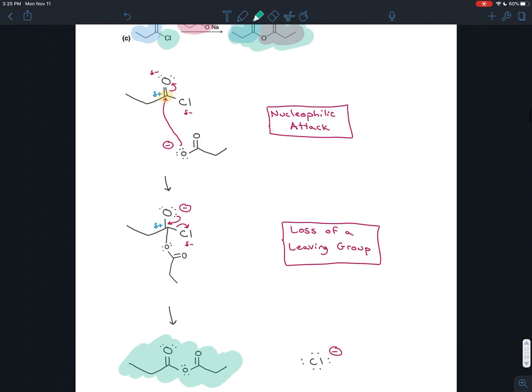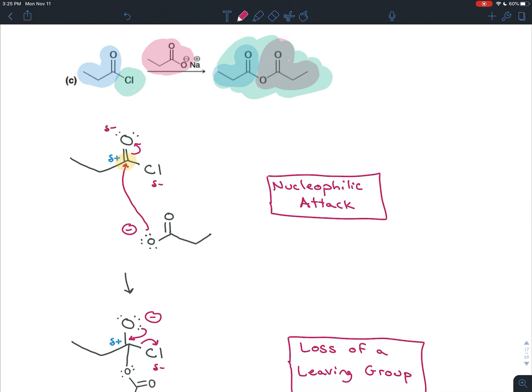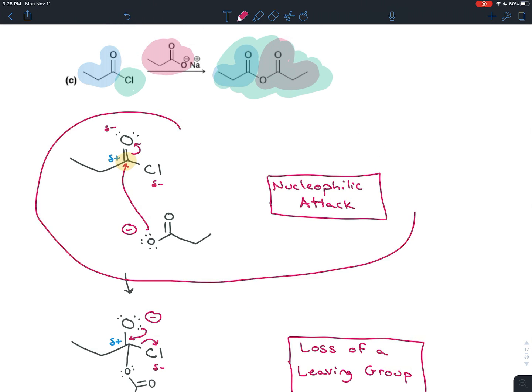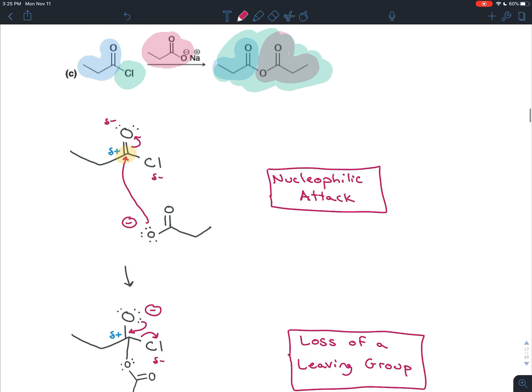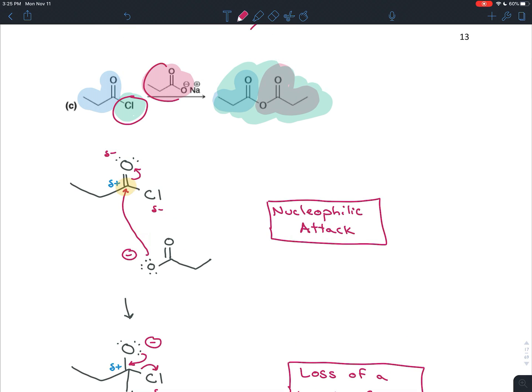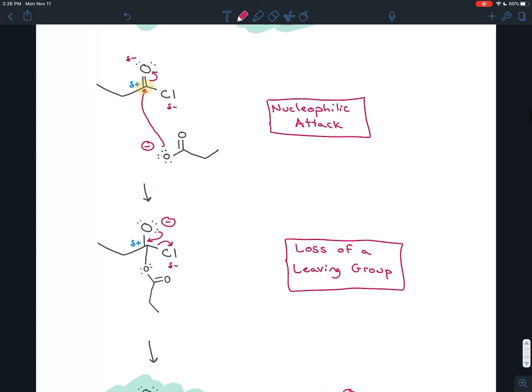So you have just the two staples in this reaction. You have nucleophilic attack to give a tetrahedral intermediate, which then crumbles apart, giving you loss of a leaving group, so that a leaving group is replaced by a nucleophile. So it's nucleophilic acyl substitution.